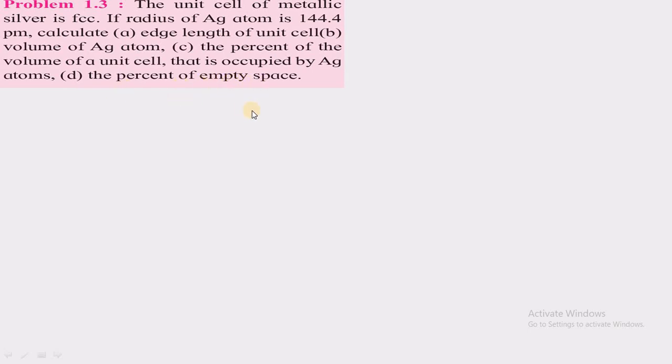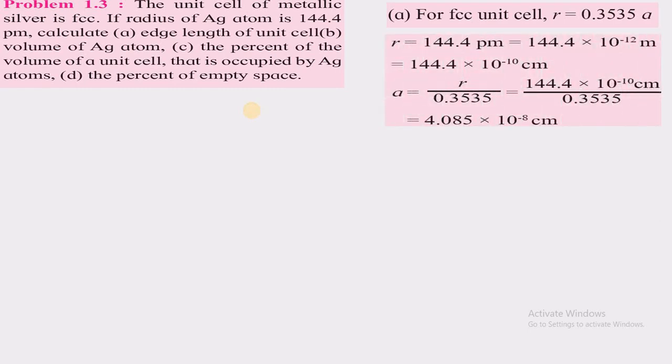And then the percent of empty space. For that we must calculate the percentage of packing, that is packing efficiency. Then we can calculate the empty space. By using the previously mentioned formulae, we can first calculate for FCC unit cell, R is equal to 0.3535 A. You must know this value, and I already mentioned that we have to convert picometer into centimeter.